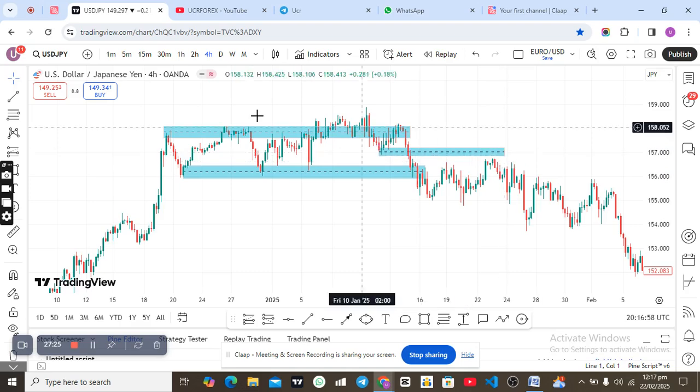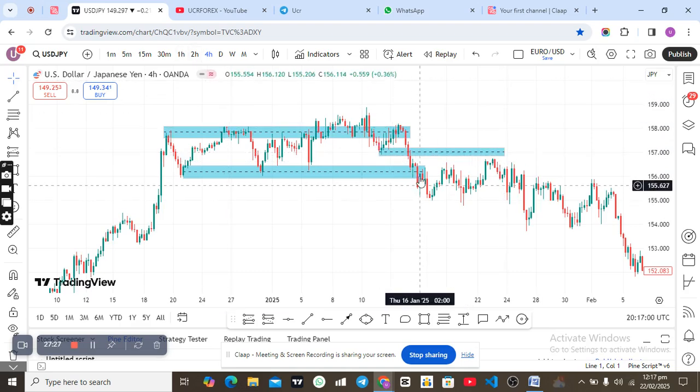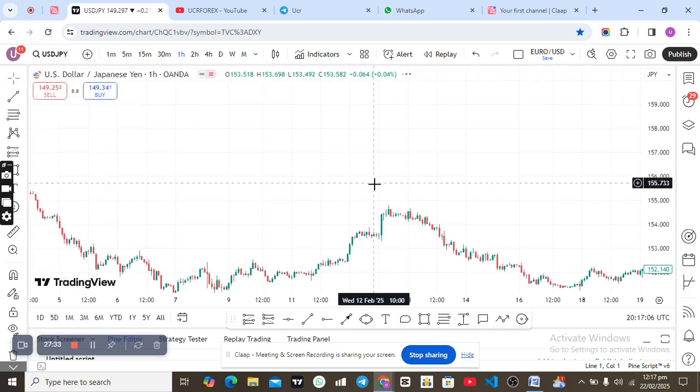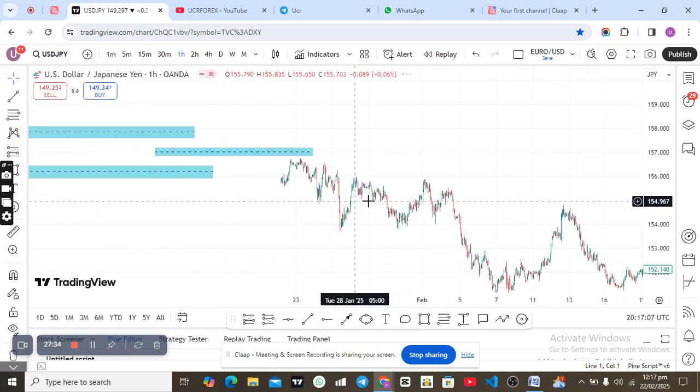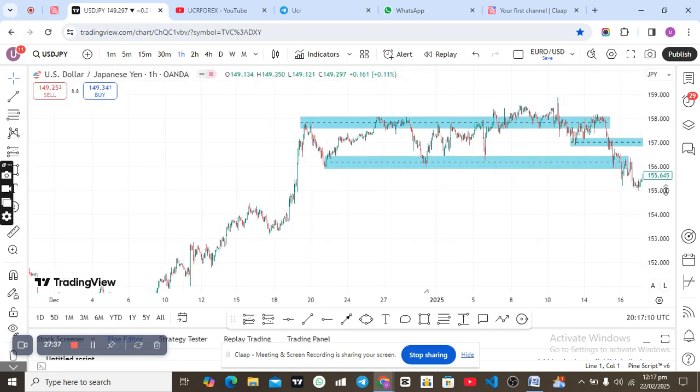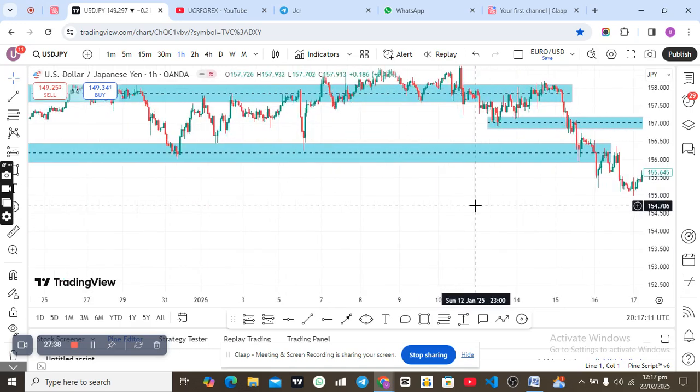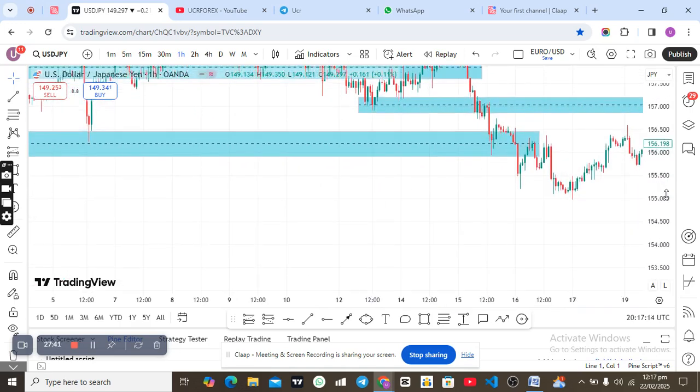So now let's scale down to something like the 1 hour time frame to see whether price really, after breaking it, actually retested it. So now when we go down to the 1 hour time frame this way, this is it now on the 1 hour time frame. I think the structure is still really clear. This very particular one is okay.